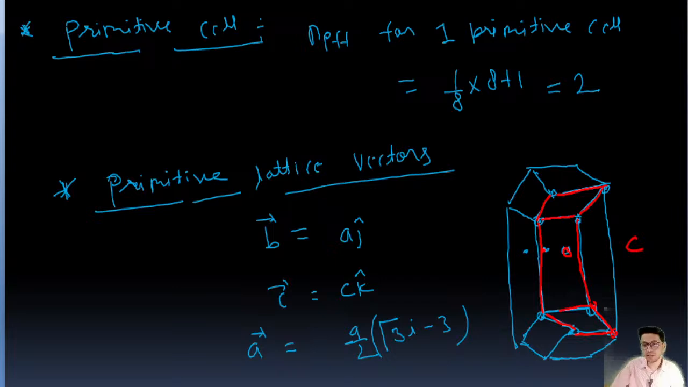Now we'll find primitive lattice vector for simple cubic, BCC and FCC.